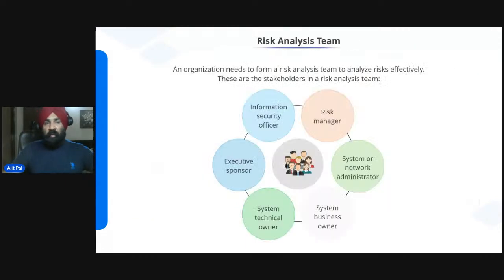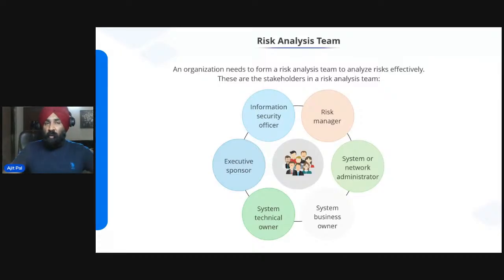So you form a risk analysis team. Although you may be overwhelmed to see this many people: information security officer, risk manager, administrator, owner, etc. Fine, this looks good, but again, this is more of an ideal list. Practically, you will get one or two people. If you're lucky, you will get two people from the business and one or two people from your side: information security officer and risk manager.